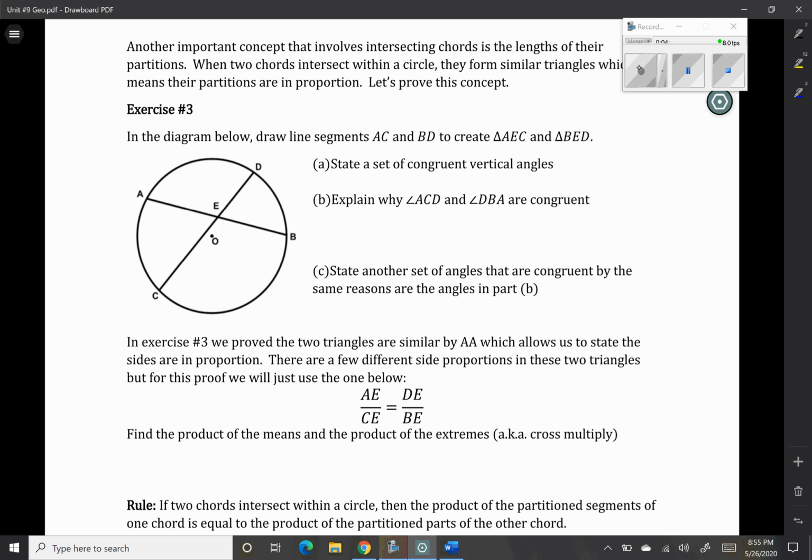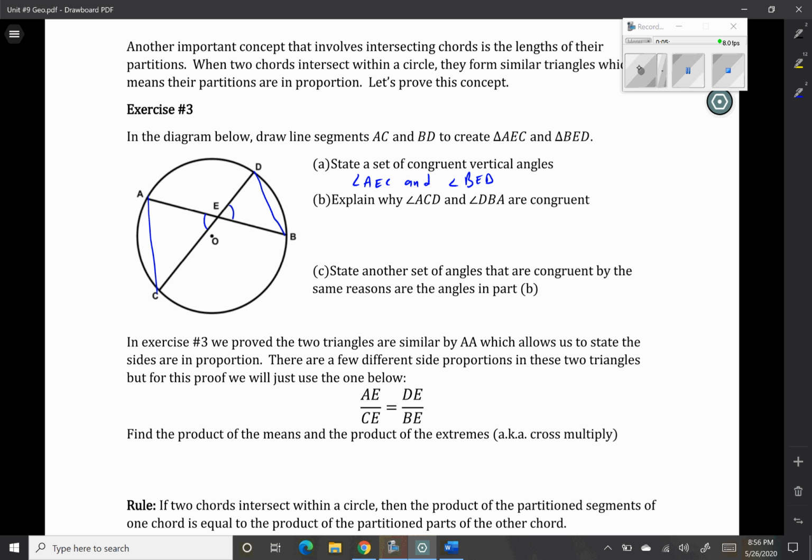So it says in the diagram, draw segments AC and DB. Now, if you look, I just created two triangles. These two triangles are different sizes, but there's some things that are the same about them. Part A says state a set of vertical angles. I have a vertical angle here and here. So I can say angle AEC and angle BED. One of the things that we learned way back in proofs was that vertical angles are congruent. So I already have one set of congruent angles.